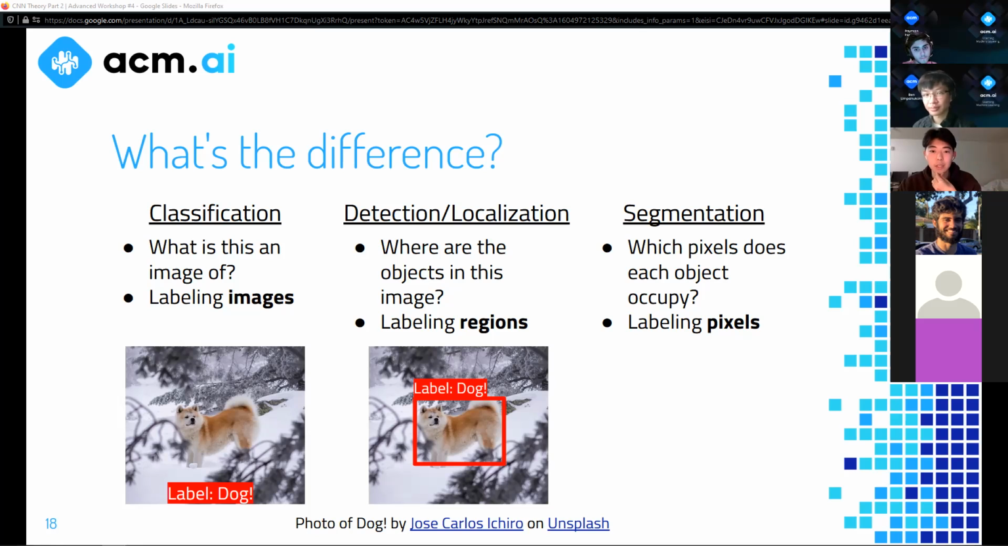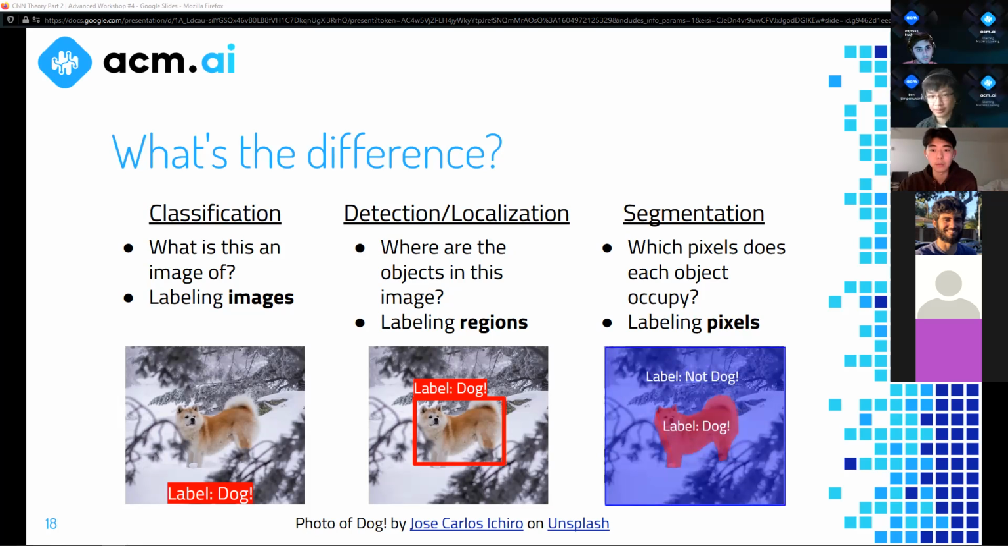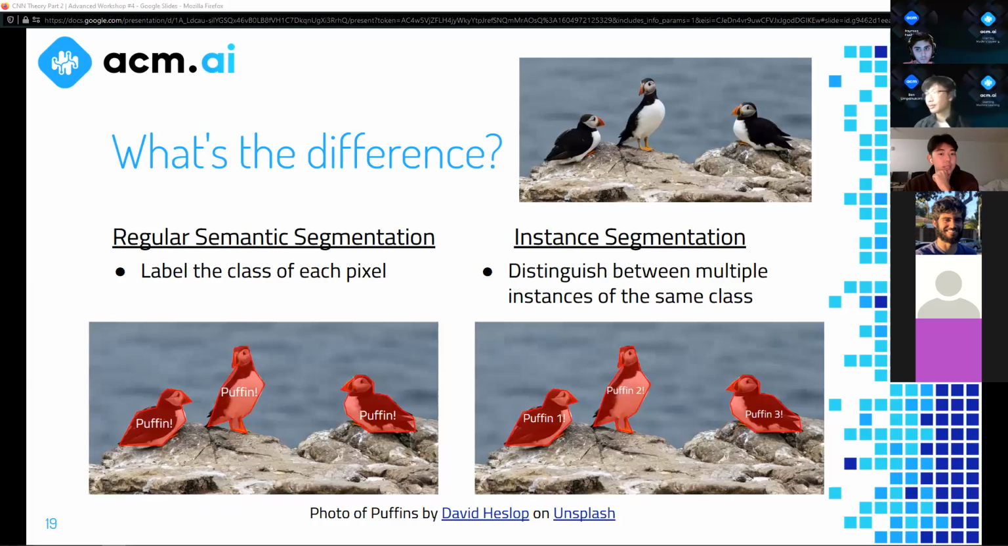Lastly, we have segmentation. Which pixels does the object occupy? So we're labeling particular pixels within an image. Here we see a binary segmentation, not dog and then dog. There's a little bit of a difference between different types of segmentation. There's regular semantic segmentation, which is kind of like a classifying thing. We see there's a puffin and then another puffin and then another one, and everything outside of those pixels will be not a puffin.